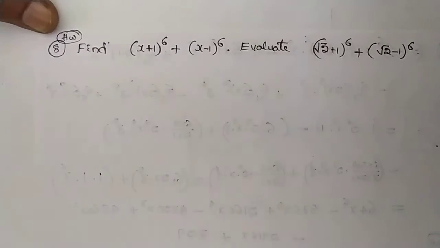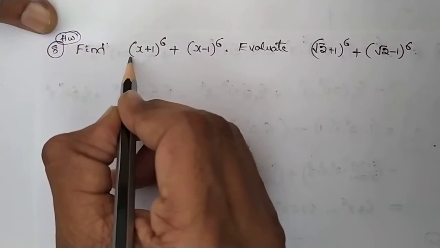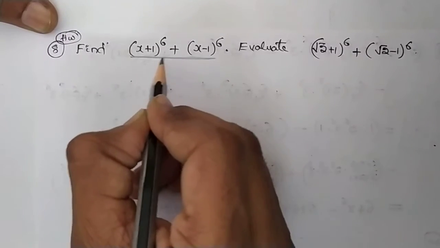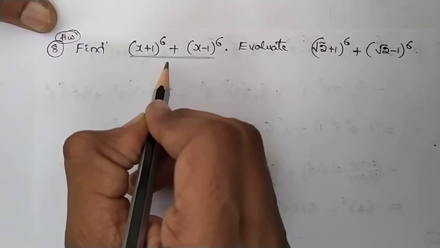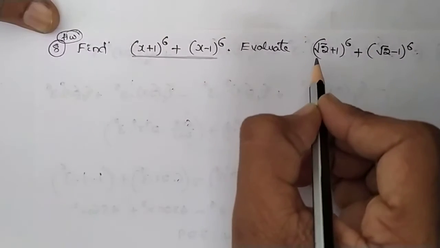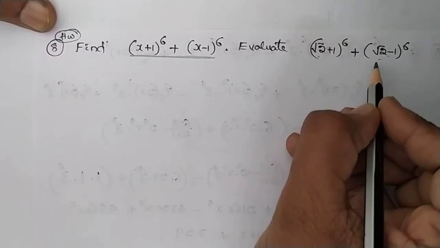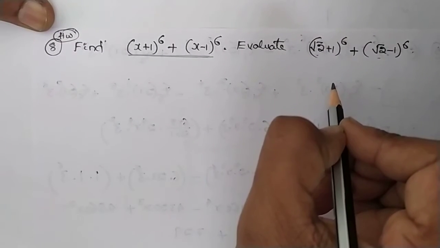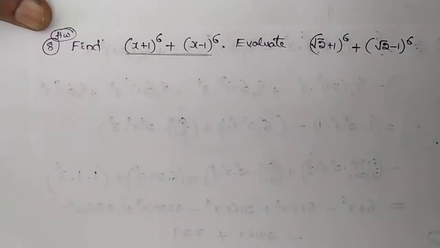It is a problem very similar to the previous one. You just evaluate this result by using the binomial expansion. Later you can substitute root 2 in place of x in that result. Then you can simplify. Finally we will get the required answer or the required solution.